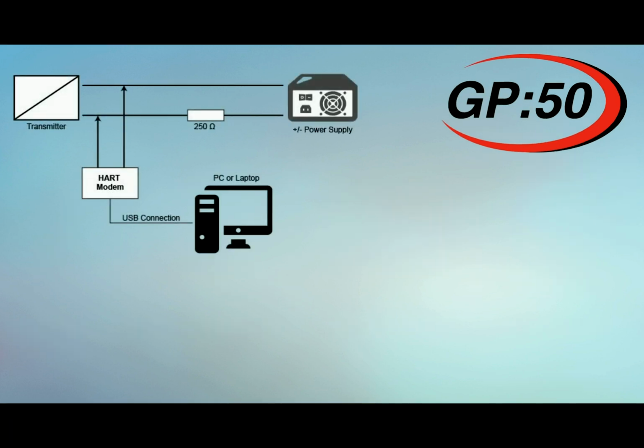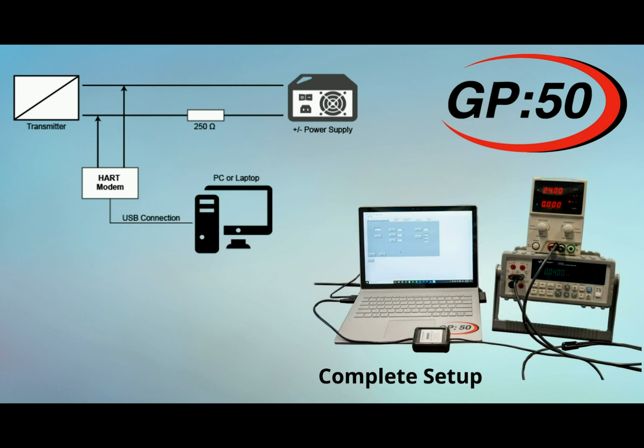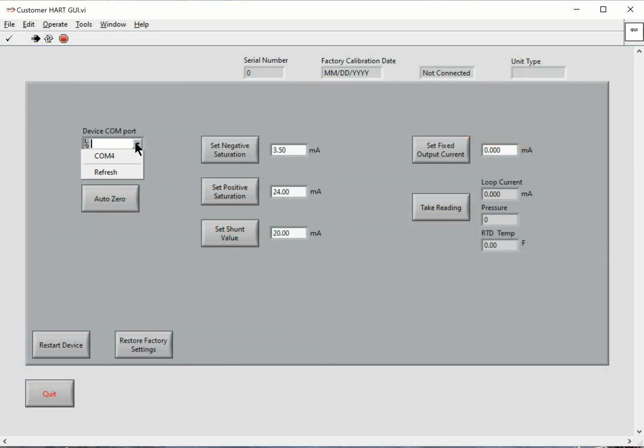With the GP50 configuration software installed, run the program and then plug your HART USB modem into your computer's USB port. First, select the COM port drop-down button, which typically will detect the USB port the transmitter is plugged into. After selecting the COM port, the indicator box near the upper right will indicate if connected. If it's blank, you are not connected and need to select another COM port. It will also show the unit's serial number and factory calibration date.